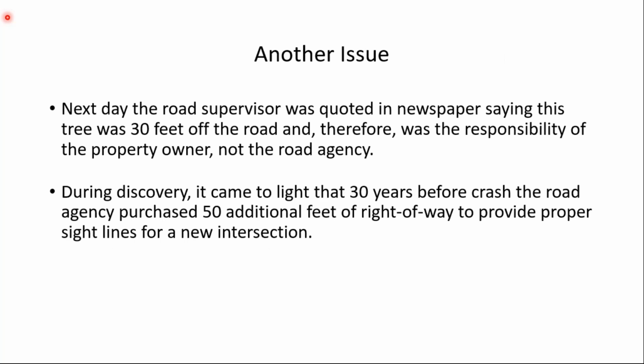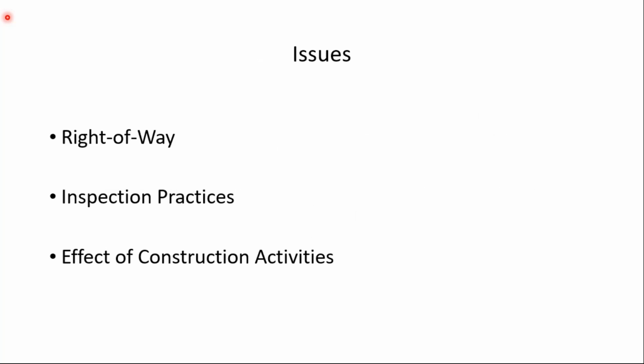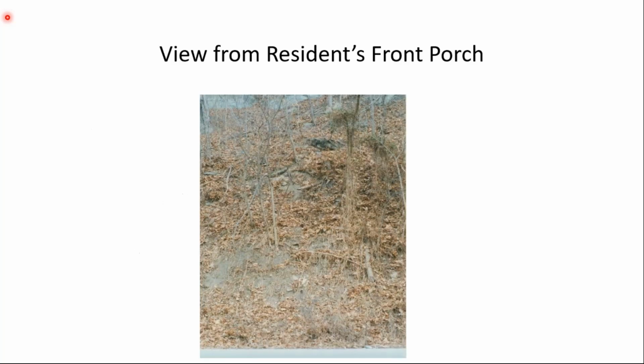And I mentioned the road supervisor, that the tree was in fact on the road agency's right-of-way. The issues were right-of-way, inspection practices, and construction activities. And I'll use the photographs here to discuss those. Of course, the tree is not there, but this is the view from the resident's front porch. I think I mentioned that there was a fellow who lived in a mobile home across the road from where the crash occurred. This was the view he said he had every day when he left his home.